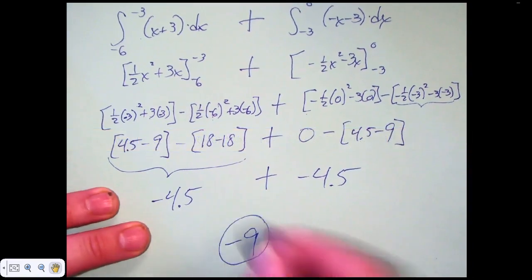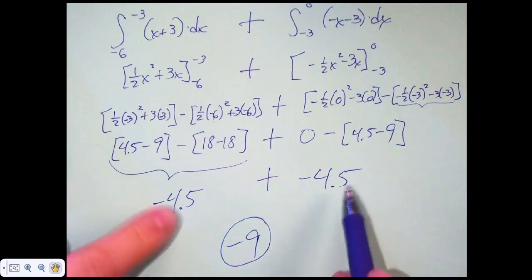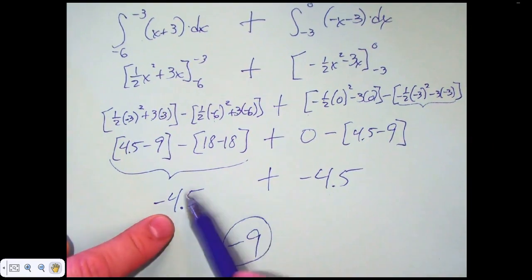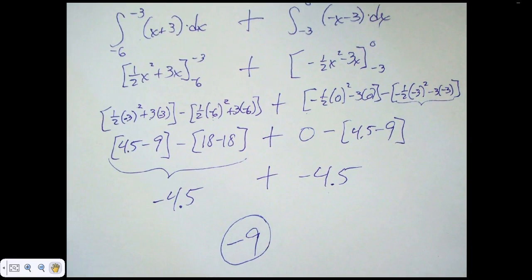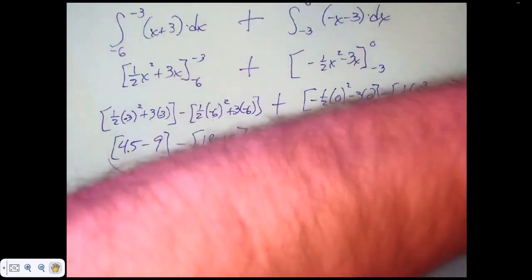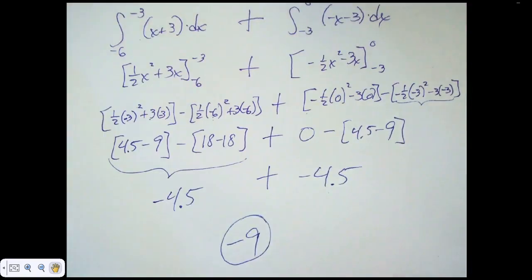is negative 9. Now, it won't work like that every time where the two answers are the exact same, so you can't just find one and double it. Sometimes it does, sometimes it doesn't, but I would not assume that. I would check both.